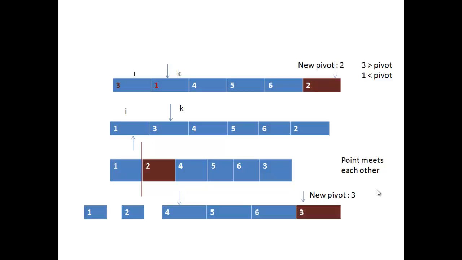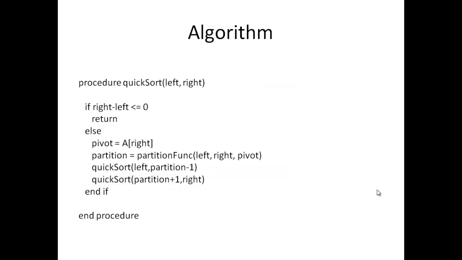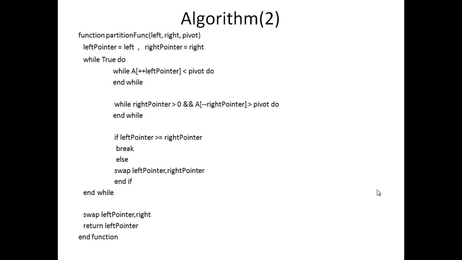Now consider the algorithm. If the left and right position values are the same, then return. Else, choose the rightmost element as the pivot element. Now call the function partition. The left element is assigned to the left pointer. The right element is assigned to the right pointer.